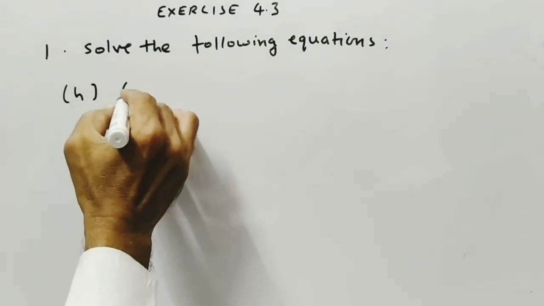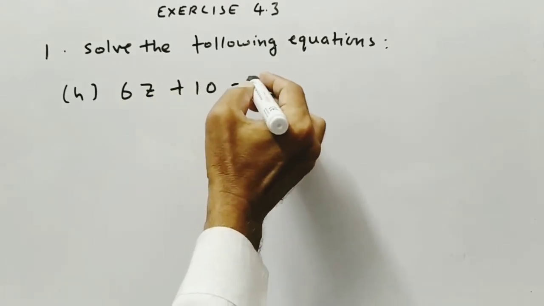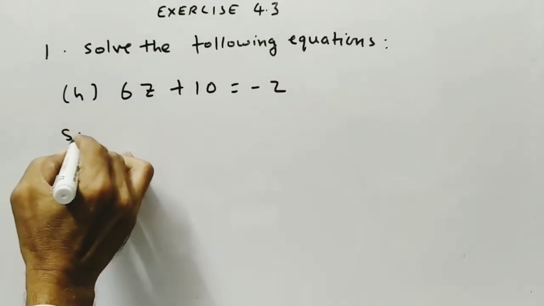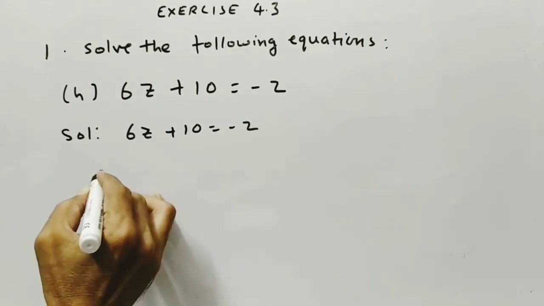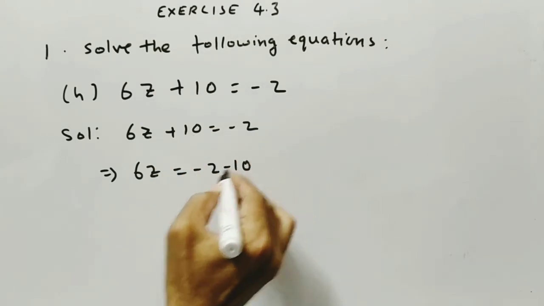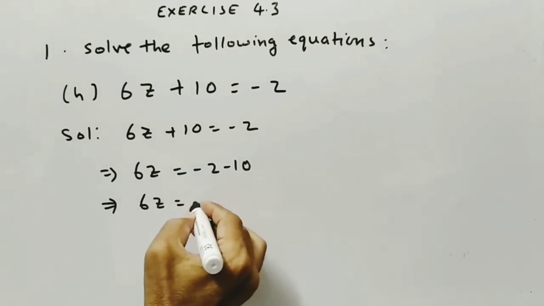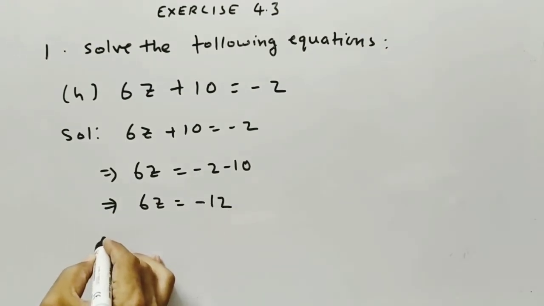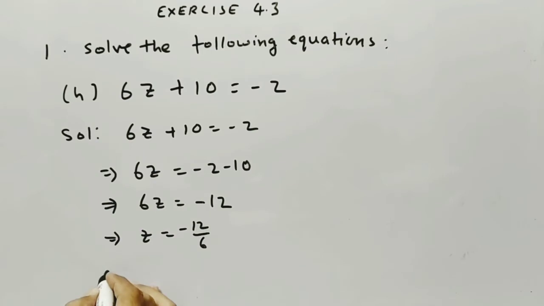H: 6z plus 10 is equal to minus 2. Solution: 6z plus 10 is equal to minus 2. This implies 6z is equal to minus 2 minus 10, that is minus 12. This implies z is equal to minus 12 divided by 6, implies z is equal to minus 2 is the solution.